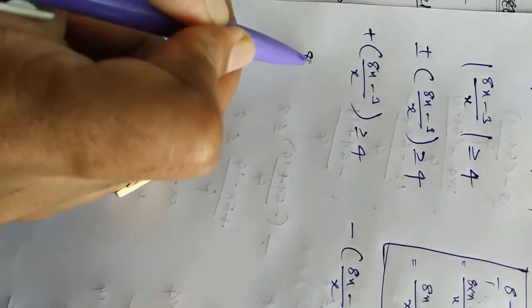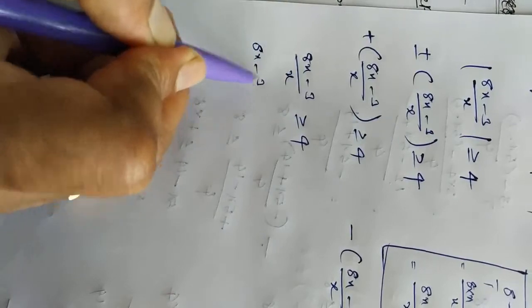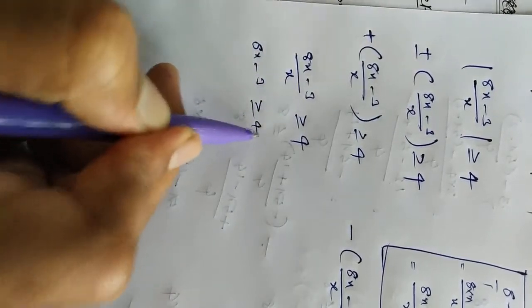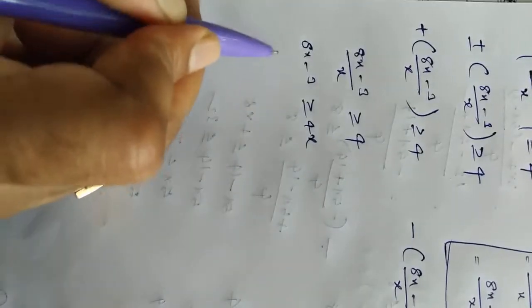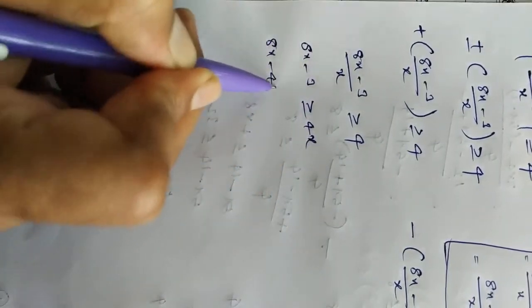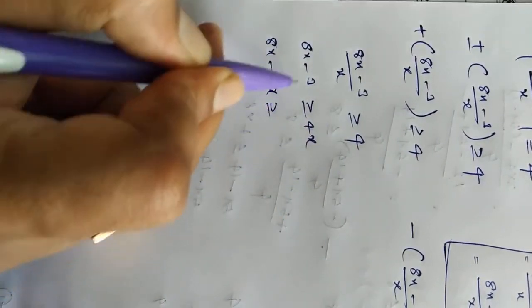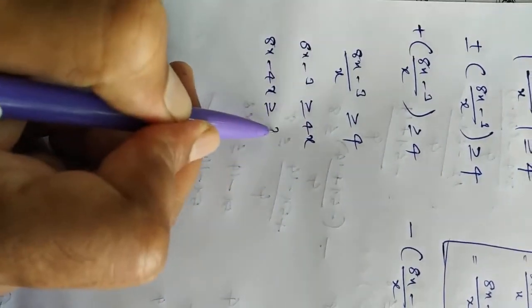So (8x − 3)/x is greater than or equal to 4. So x is moved to the right side: 8x − 3 ≥ 4x. So 4x is moved to the left side, 8x − 4x, and the 3 is moved to the right side, taking plus 3.